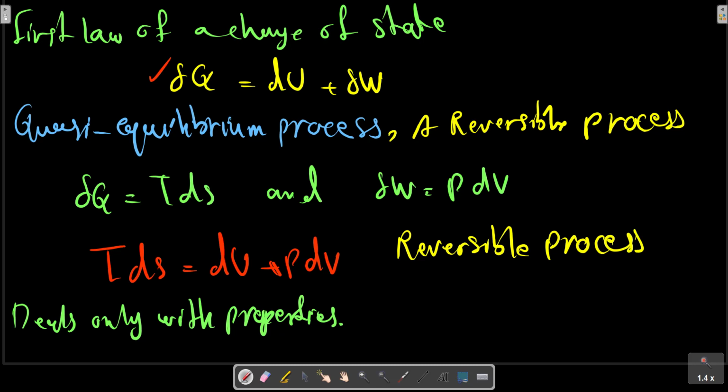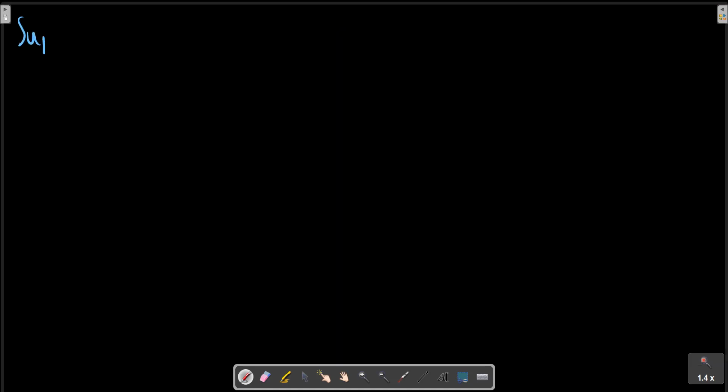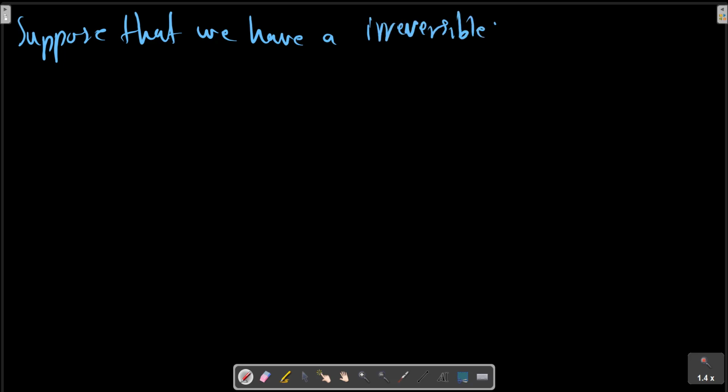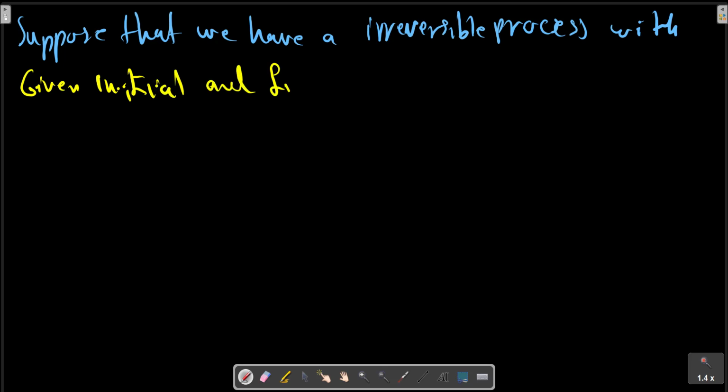Suppose we have an irreversible process taking place between the given initial and final state.